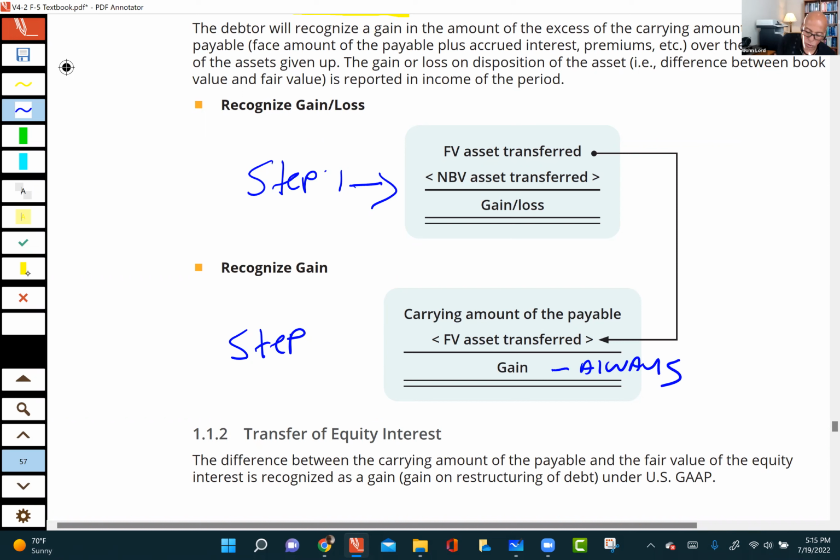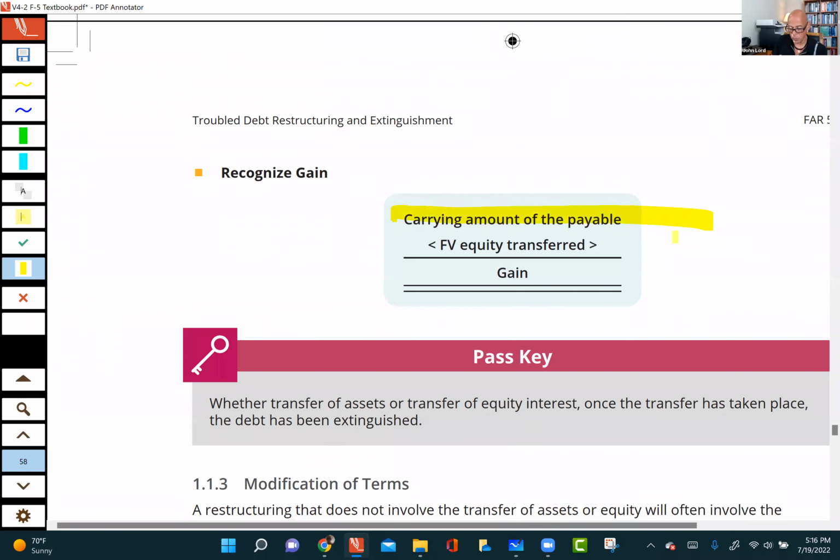Okay. Now, you could also transfer stock, transfer an equity interest, and if that's the case, then there is simply the difference between the carrying amount of the payable, again, both principal and interest, versus the fair value of whatever the equity is that's being transferred.